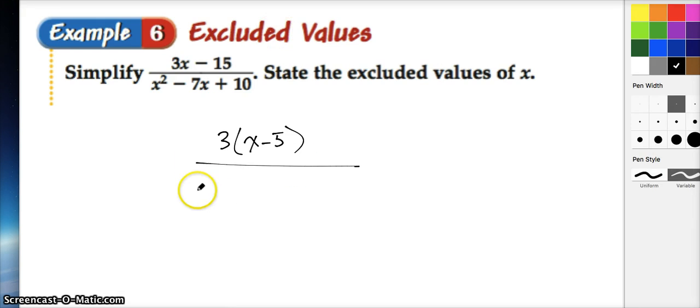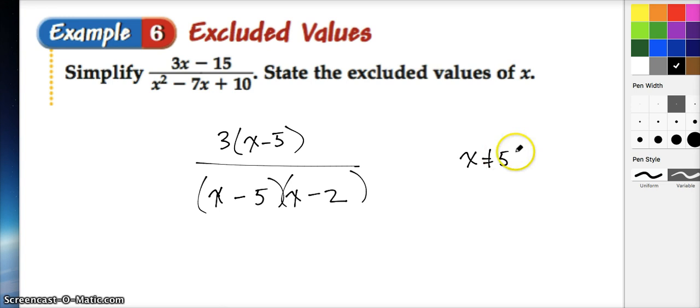And now the denominator, let's see what I can factor. Looks like I can take an x here, an x here, and two numbers that multiply to give me positive 10 yet add up to give me negative 7 would be negative 5 and negative 2. And so what I'm going to do is tell you my excluded values. They are x cannot equal 5, nor can x equal 2.